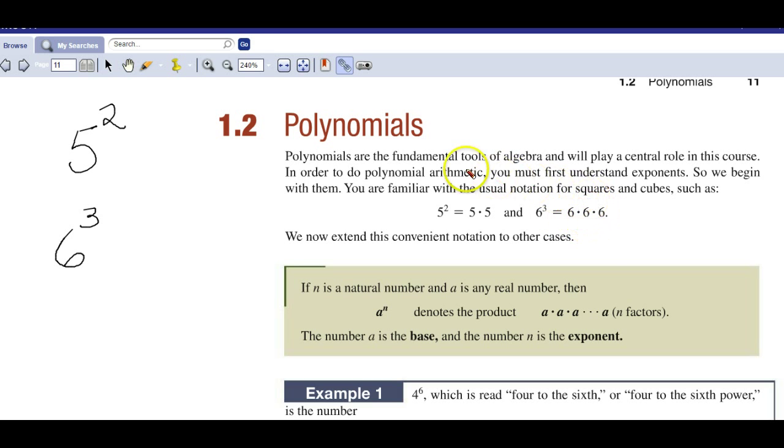So when we start to look at polynomials, we have a way to give a shorthand of 5 times 5 and 6 times 6 times 6. We use what is called an exponent. So in our notation here, we're saying the 5 is the base and the 2 is the exponent.